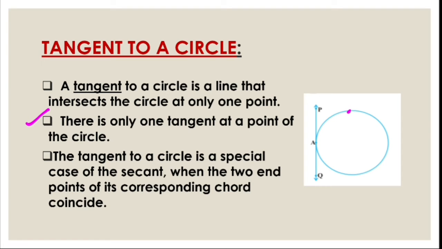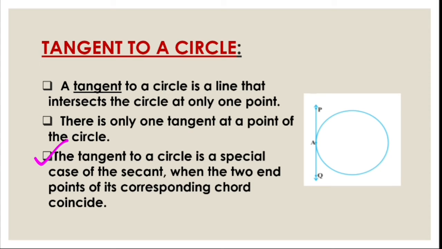Okay, you can draw only one tangent at that point. So you can say that since on the circumference of a circle there are infinitely many points, you can draw infinitely many tangents corresponding to those points, but at a certain singular point you can draw only one tangent. Okay, so this is the second point of tangent.